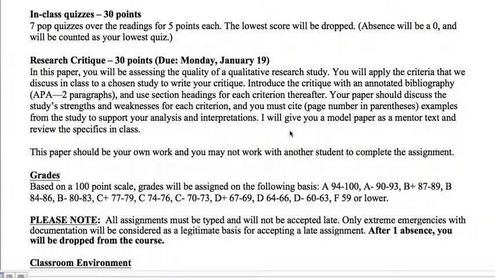You want to look at the strengths and weaknesses of your chosen study. You're going to need to cite examples from your study to support your analysis and interpretations. But much like I'm going to do for your facilitation, I'm going to model this using a paper as a mentor text, and I'll review these specifics in class. Just note that this paper should be your own work, and you may not work with another student to complete the assignment.